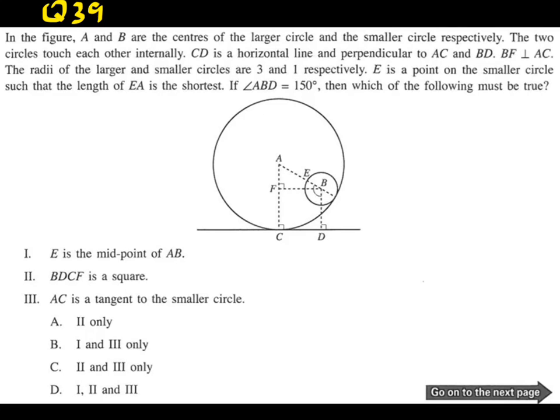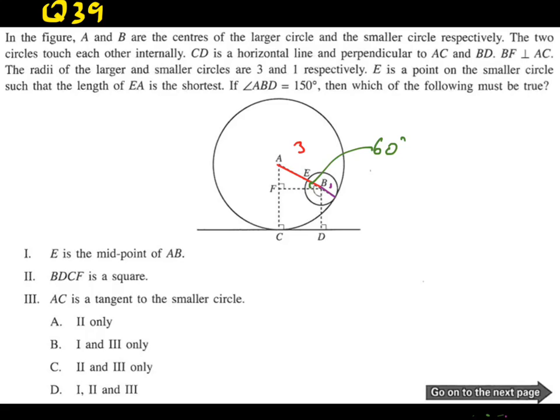Now in this last question here, we have two circles, a small circle with center B and a bigger circle with center A. The radius of the circle with center A is 3, and the radius of the small circle with center B is 1. So we fill in the information, and given that the angle ABD is 150, we can find the angle ABF. So put in the information here. This angle now is 60 degrees.